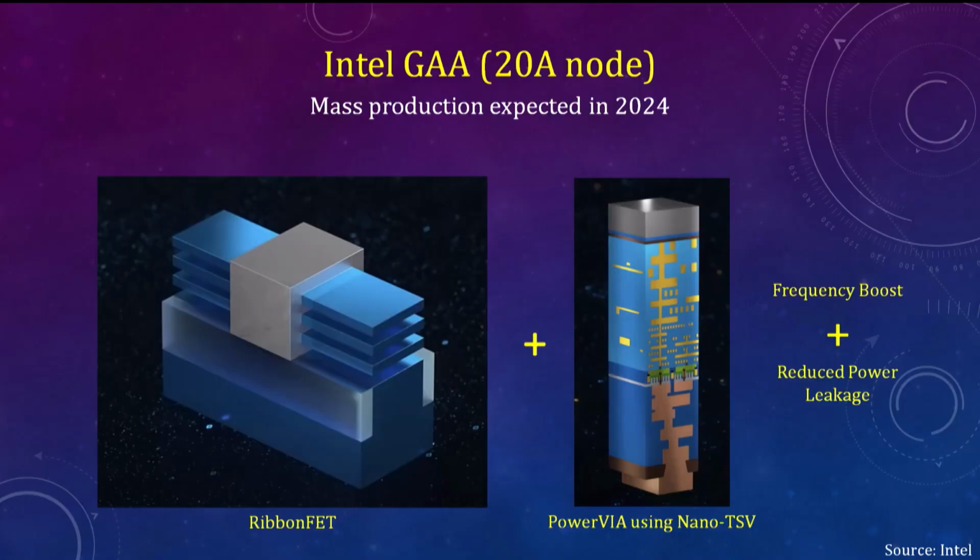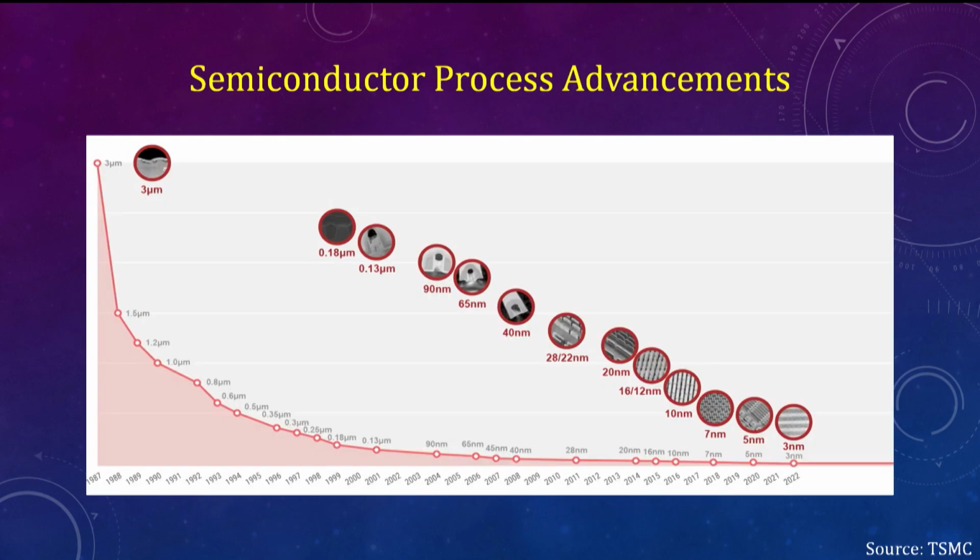Now Intel also has something called a power VIA. I'm not going to go into this because this is highly technical. But this is just a picture that you see today, and this tells you the evolution of this semiconductor process. It started all the way from 3 micron back in 1987-88, and then you had somewhere around 45 nanometer around 2007. And today in 2022-23 we are talking about 3 nanometer, 2 nanometer technology. That's where the semiconductor technology is.